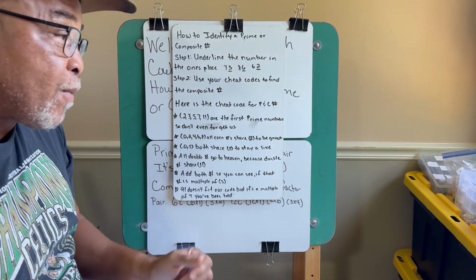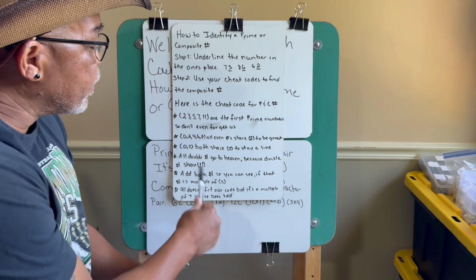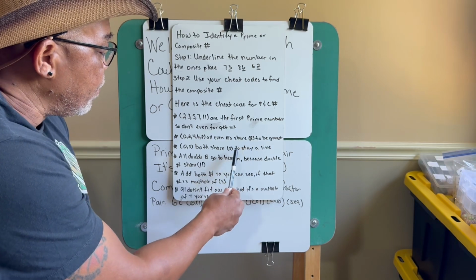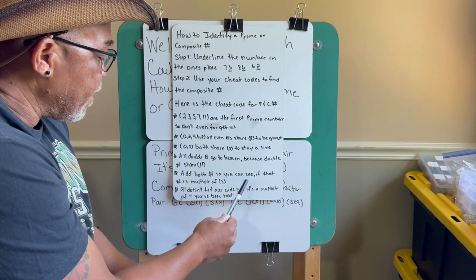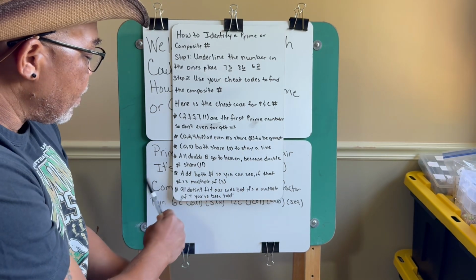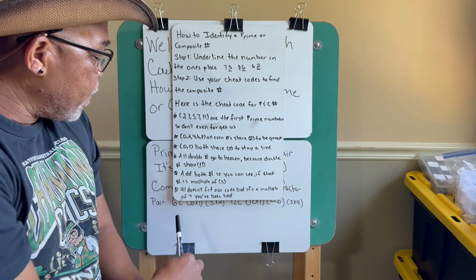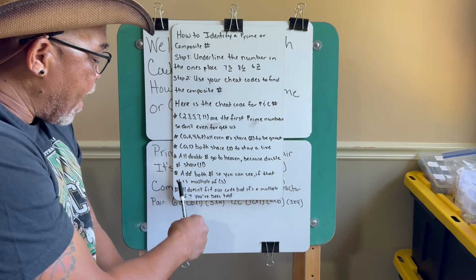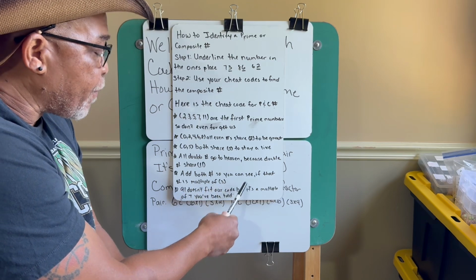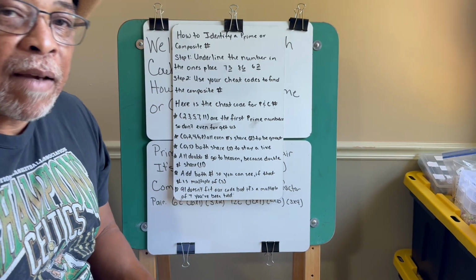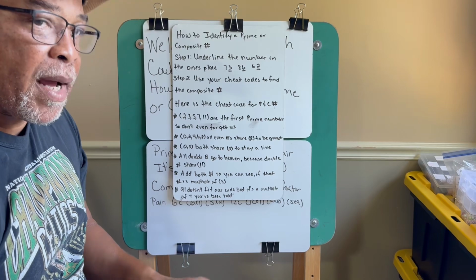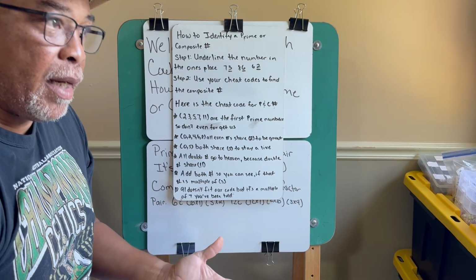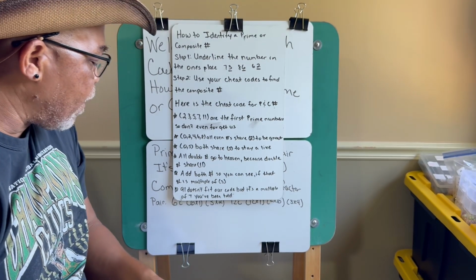And then if that don't work, we got to go to our last one. Notice these are all our prime numbers: 2, 5, 11, 3. For this one, add both digits so you can see if that number is a multiple of 3. So we want to see if this number can be created by multiplying 3 times another number. And again, we'll have examples for all these.